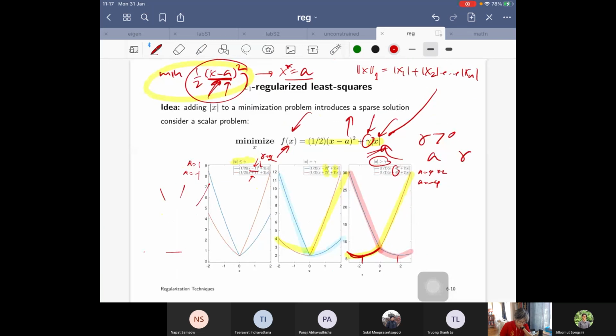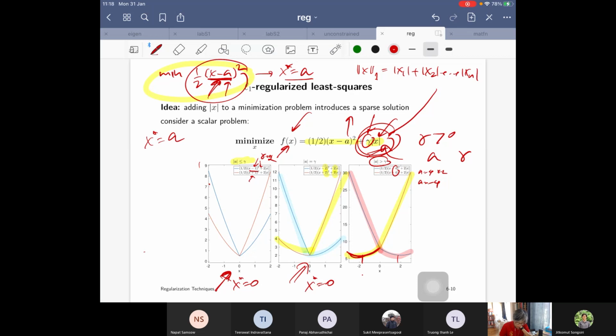Now you see that, first of all, remember that without this term the optimal solution is A. But with the penalty term, you see that x star is 0. Here x star is also 0.